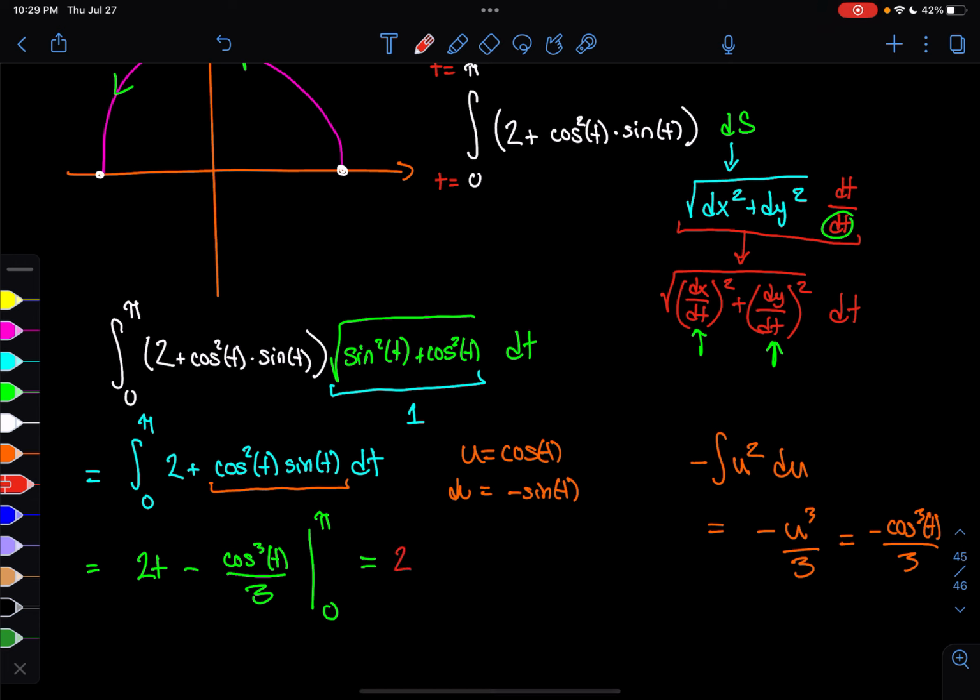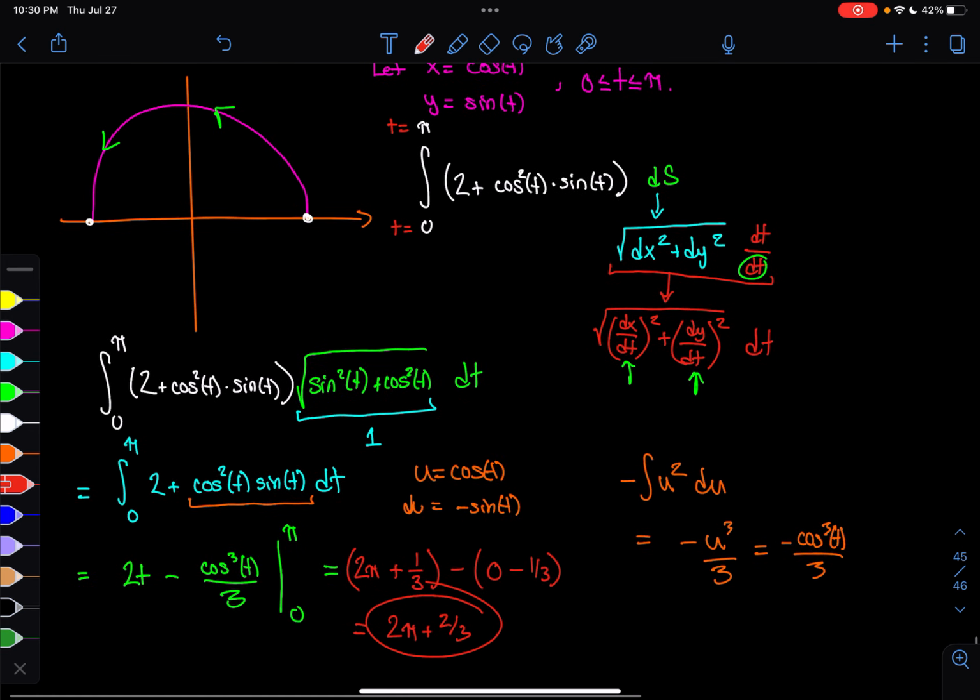If I put in pi, I'm going to get 2 pi minus, all right, so cosine of pi is negative 1, and that means cosine cubed is still going to be negative 1, but because we're subtracting the minus 1/3, we're going to add it. So add 1/3. This is the first part. And then let's subtract what we get when we plug in 0. When I plug in 0 into this, I get 0. And when I plug in 0 into cosine, that's going to be a 1. So that's going to give us 1/3. And so we'll be doing 0 minus 1/3 on the inside here. And another plus is going to give us 2 pi plus 2/3. And this is going to be our answer.